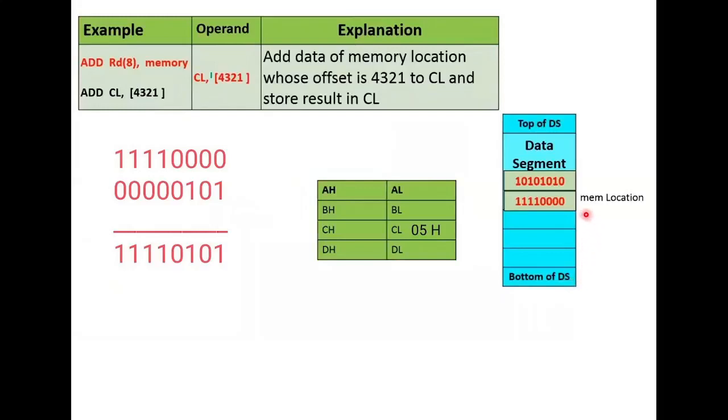We already know the formula to calculate the physical address: segment address into 10 plus this offset, right? After calculating that physical address, we will reach this location. Once we reach this location, which 8 bit data do I have? 11111000. This 8 bit data I am going to add with the 8 bit data which is there in CL. So convert this hexadecimal value 05 into binary. What will you get?